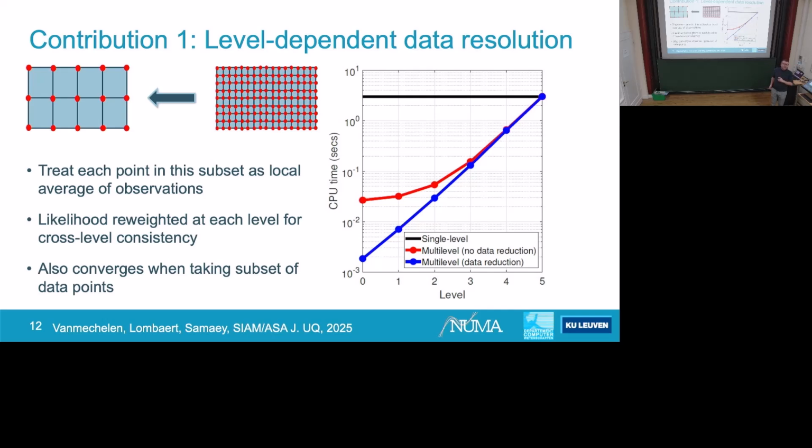But that again doesn't solve the issue, because if you have to do that, you have to compute averages over your surrounding data points, which again has a cost proportional to the number of data points at the finest level.